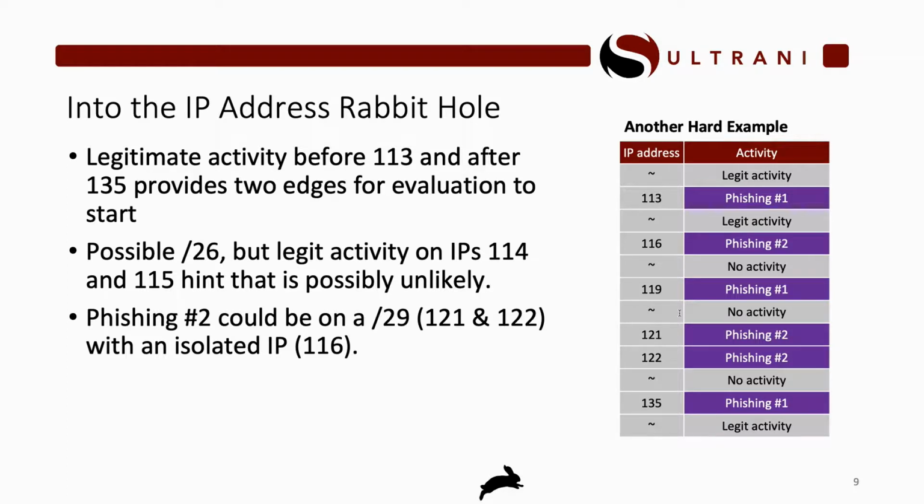So this could be a /26, but that legit activity on 114 or 115, that's a negative influencer there that says that might not be possible. And so you'd have to use Rule 2 and Rule 3 to continue to evaluate this. But the fact that there's phishing there, especially when there's phishing number 2, could indicate that it's not a /26 but a /29, the 121 and 122 there, with some kind of isolated activity on 116.